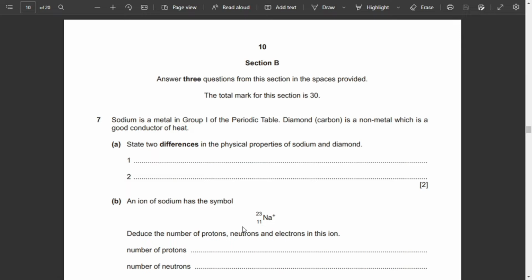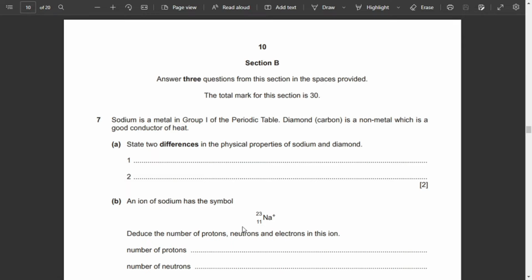Question number 7 says sodium is a metal in group 1 of the periodic table. Diamond, carbon, is a non-metal which is a good conductor of heat. Part A says state 2 differences in the physical properties of sodium and diamond. We need to find the 2 different physical properties between sodium and diamond.